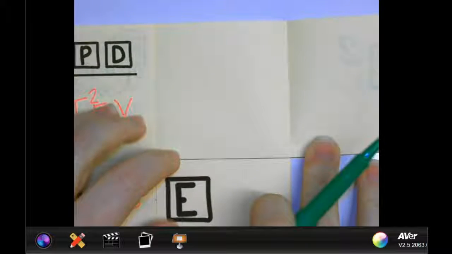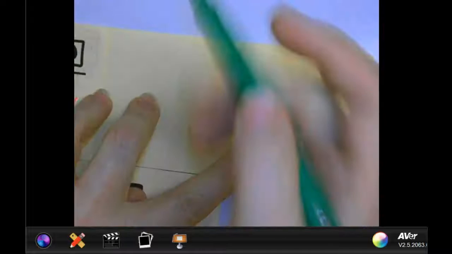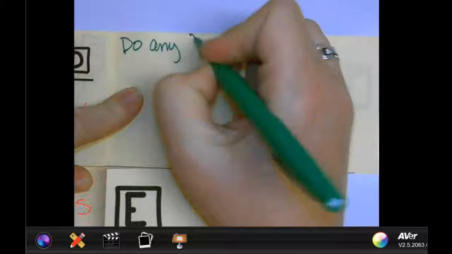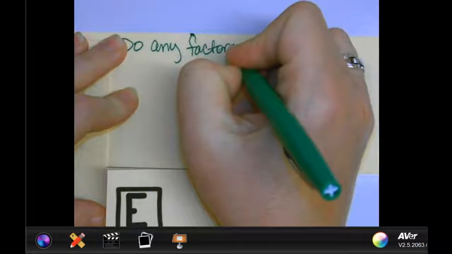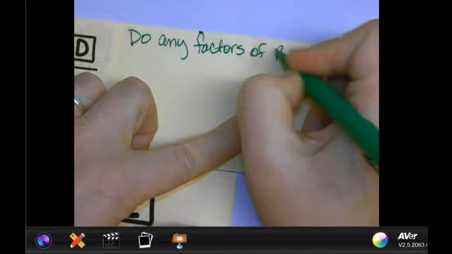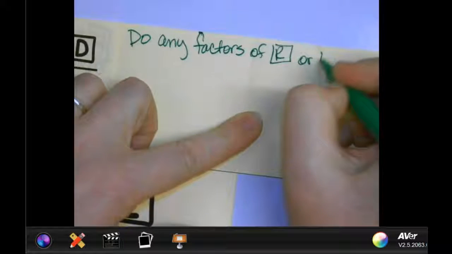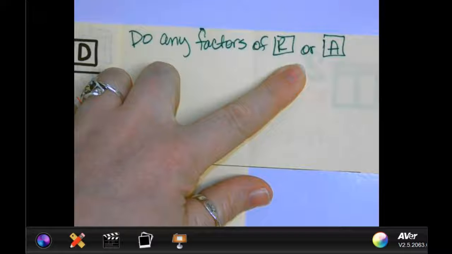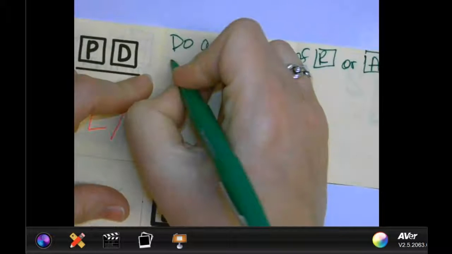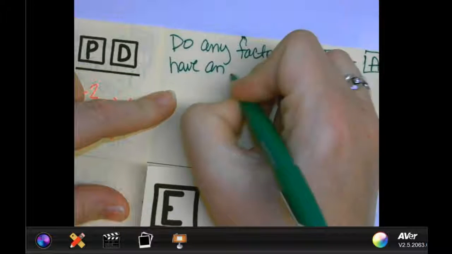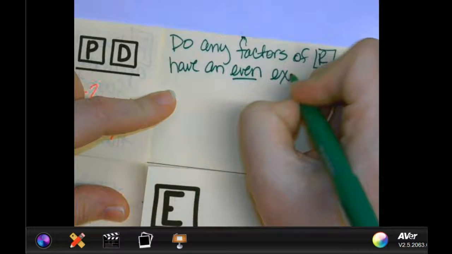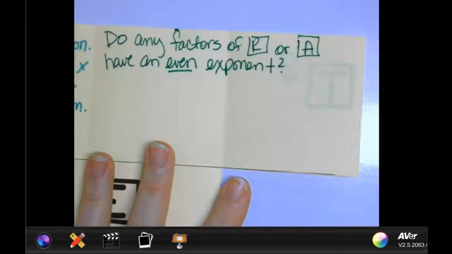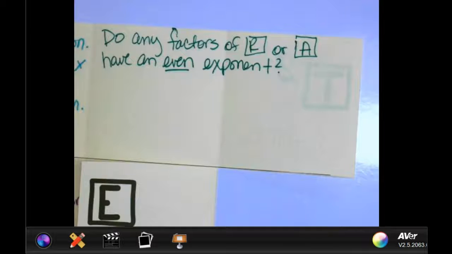So open this up. I'm going to write all the way across the two boxes first, and then I'm going to separate things. So do any factors of R or A, which means the numerator and the denominator, right? The roots that you're looking for, or the asymptotes, have an even exponent? So you look for the factors that you have and whether or not they have an even exponent.